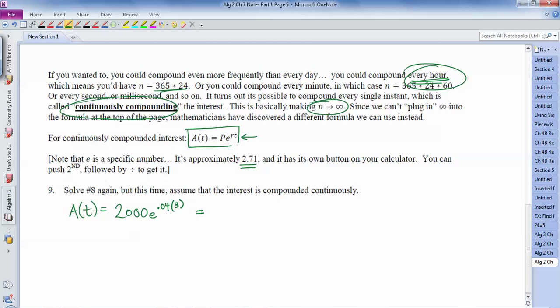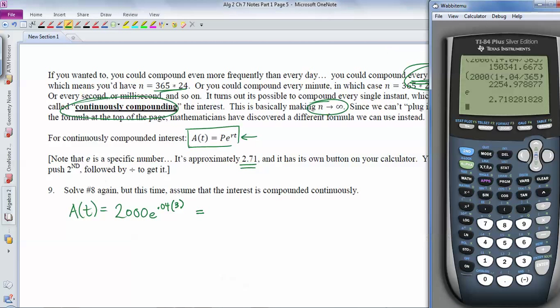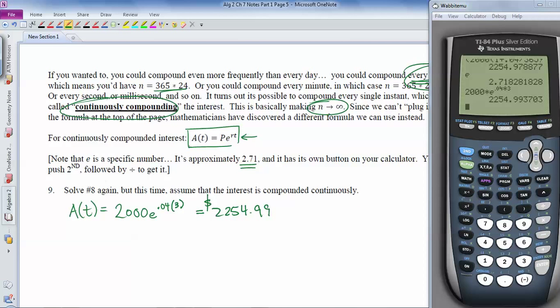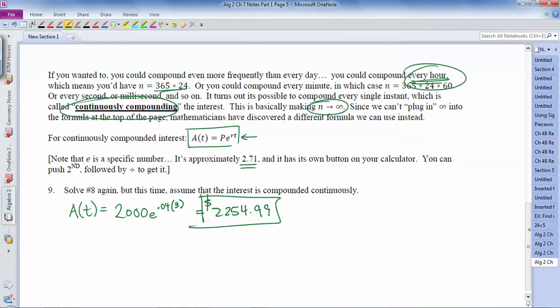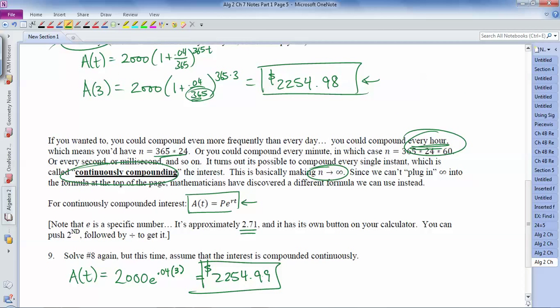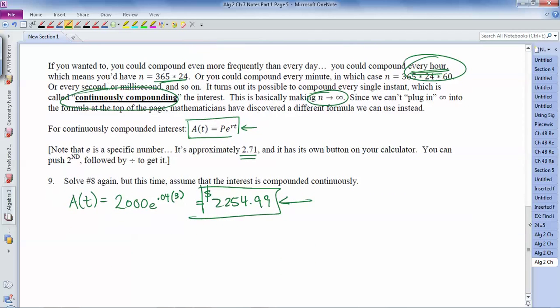So if we do that, let's type that in: 2,000 times e to the 0.04 times 3. We get 2254.99, which is a few cents more than the other one. Right there, it's 1 cent more. It's not even a few cents more, but it is more. So the more often you compound, the better off your investment ends up being. I hope that helps.